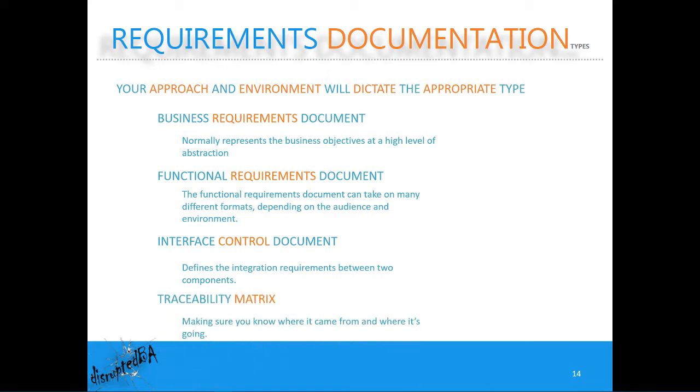And then lastly, and very importantly, you would have some sort of a traceability matrix. Your traceability matrix is basically a way for you to track a requirement from initiation, the source, all the way to completion or the implementation. And you should be able to know at any given moment in time what the current state is and where it is.